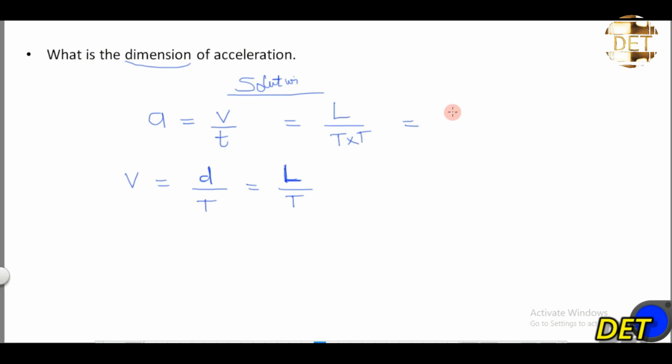So acceleration is equal to L all over T squared, or L T raised to the power of minus 2. When I take this power T raised to the power of 2 up, it becomes T raised to the power of minus 2. So this is my dimension for acceleration. Both are correct, right? So let's dash to the next question that we have here. What is the dimension of work done?